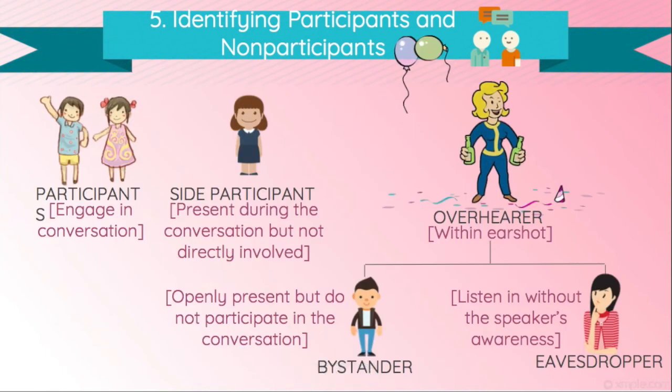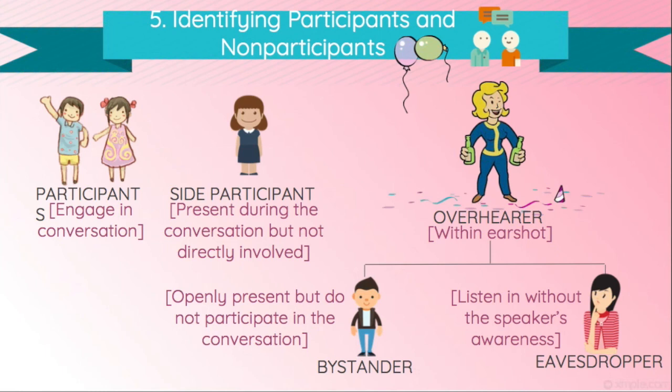So let's define what they are. We have the participants. They're actually the people who engage in conversation. So it involves the speaker and the listener, and those roles shift between this boy and this girl. And then you have your side participants. He or she, in this case she, is present during the conversation but is actually not directly involved, so she could just be listening to our 2 participants here on the left.